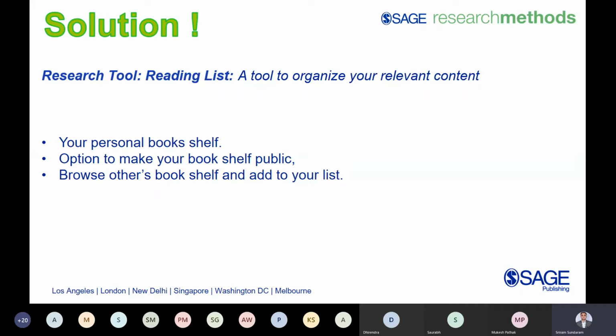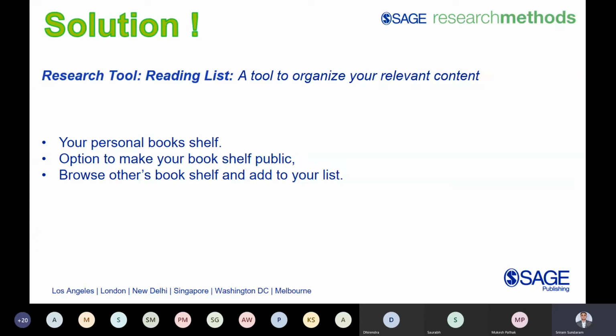There are 3 things that you can do in your bookshelf. One is that you can add content which is available in this platform. Whichever content is available within this platform, you can add it. Second thing, you can make it public or private. What does it mean? If you create your bookshelf as public, then anybody can search your bookshelf and see what content you have added in that particular bookshelf.